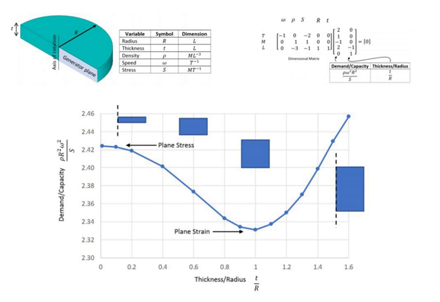Dimensional analysis for this case leads to the following 5-3 equals 2 non-dimensional groups. Demand capacity equals rho r^2 omega^2 / s. Thickness radius or aspect ratio equals t/r. Through the use of numerical experiments using, for example, the finite element method, the nature of the relationship between the two non-dimensional groups can be obtained as shown in the figure.